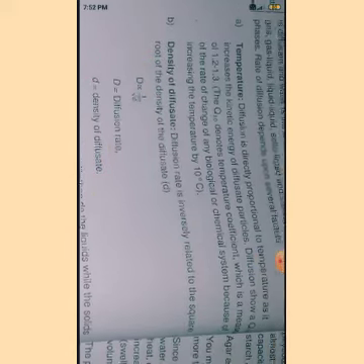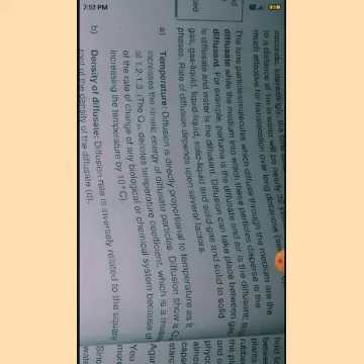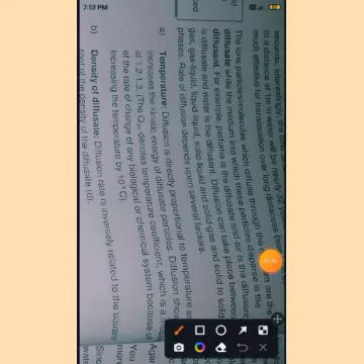Just above this, you can see the rate of diffusion depends on several factors: temperature, density of the diffusate, and so on. So in the case of temperature, what happens? It is directly proportional to the temperature, as it increases the kinetic energy of the diffusing particles.